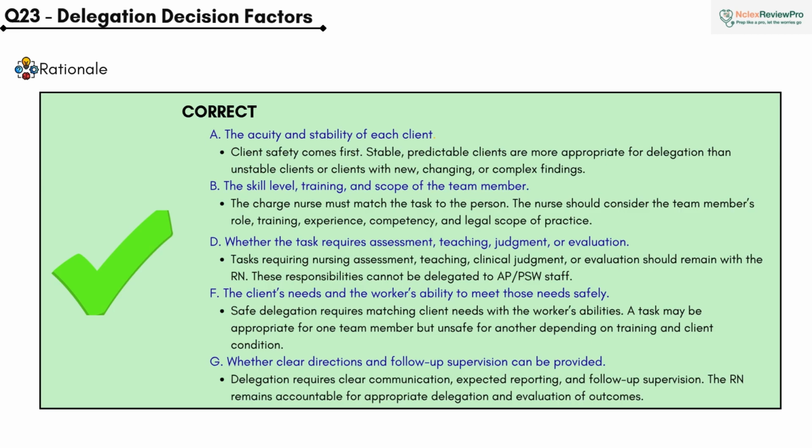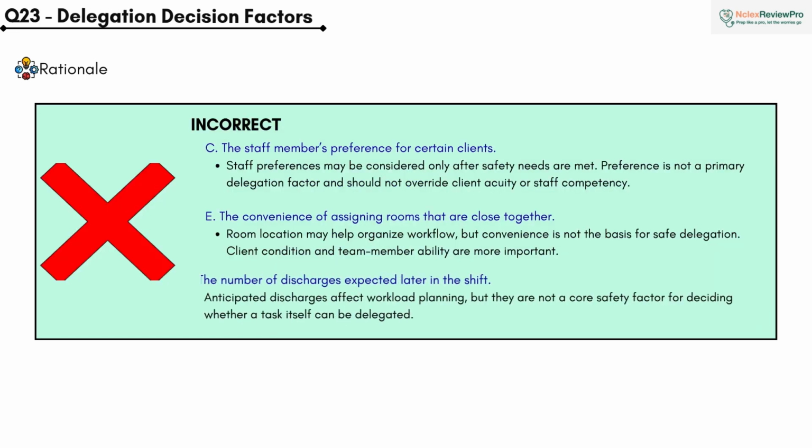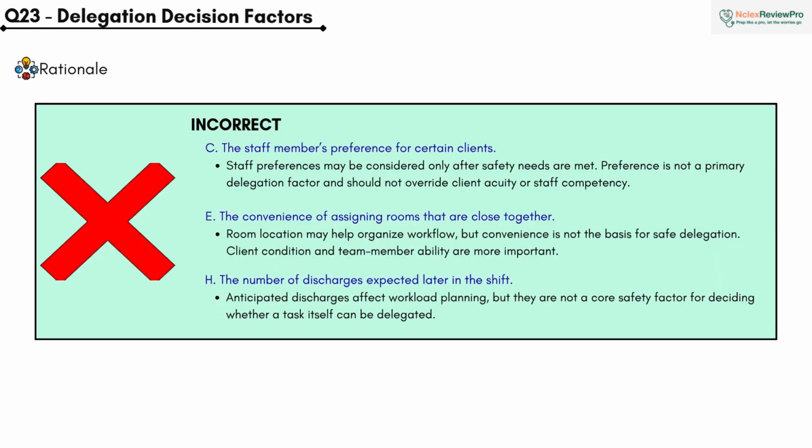For Option G, clear directions and follow-up supervision are correct. Delegation requires clear communication, expected reporting, and follow-up supervision. The RN remains accountable for appropriate delegation and evaluation of outcomes. For Option H, the number of expected discharges is not a core delegation factor. Discharges affect workload planning, but they do not determine whether a task itself can be safely delegated.